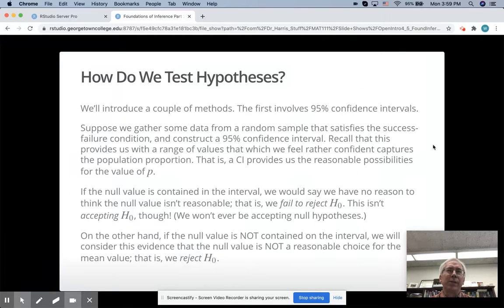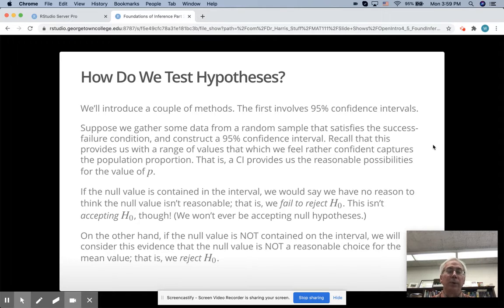So if the confidence interval gives us reasonable choices for the parameter's value, then a quick way to test a hypothesis, once we have a confidence interval, is really just to ask, is my null value on the confidence interval or not? If the null value is on the confidence interval, then we're actually not going to say the null hypothesis is right. We're just going to say we didn't find any evidence that the null hypothesis is wrong. In other words, we're going to say that we fail to reject the null hypothesis.